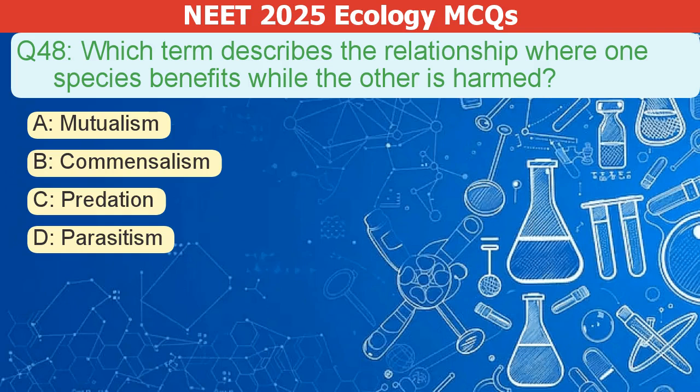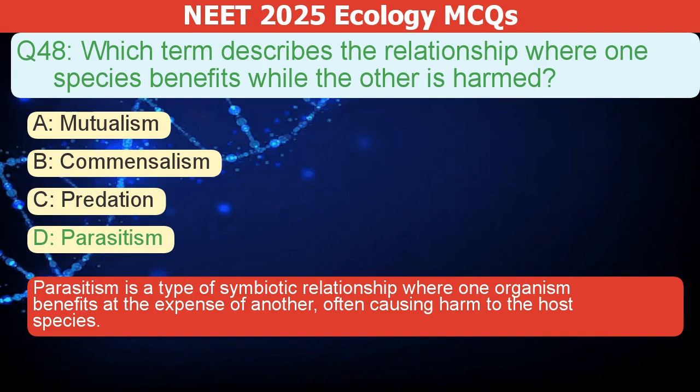Which term describes the relationship where one species benefits while the other is harmed? A. Mutualism. B. Commensalism. C. Predation. D. Parasitism. The correct answer is D. Parasitism is a type of symbiotic relationship where one organism benefits at the expense of another, often causing harm to the host.